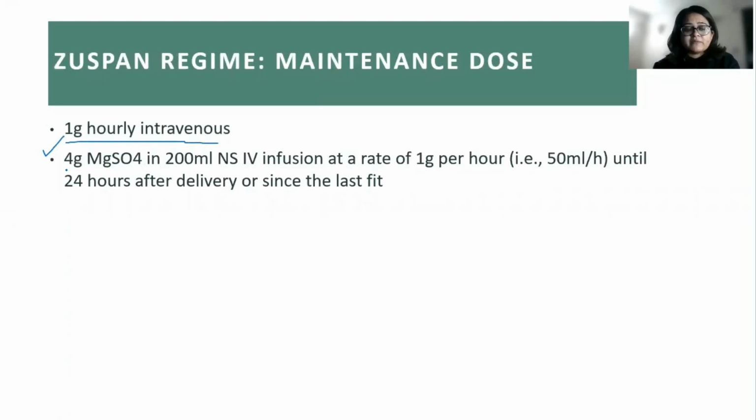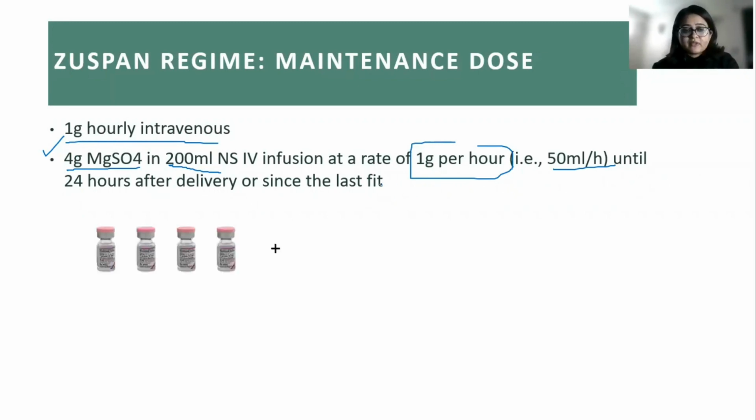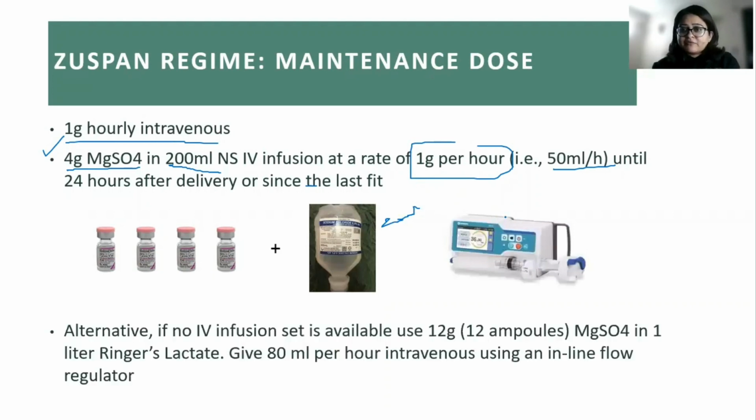So how do we prepare that? We take 4 grams of magnesium sulfate in 200 ml of normal saline. And we set the infusion pump at the rate of 1 gram per hour. That is about 50 ml per hour. So 4 grams in 200 ml, so 1 gram will be in 50 ml. That is the rate at which we set the infusion pump until 24 hours after delivery or since the last fit, as I said before. So this is Zuspan's regime. For the maintenance dose, we take 4 ampules of magnesium sulfate, take a 200 ml NS bottle, take the infusion pump, and set it at the rate of 50 ml per hour.